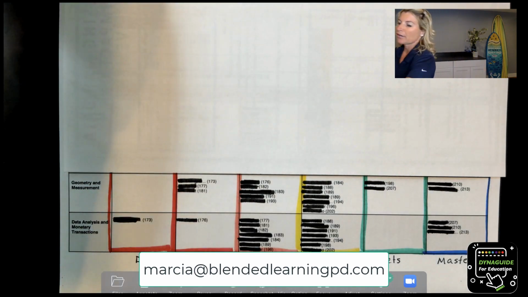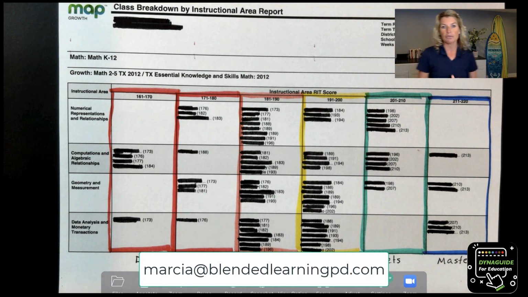This instructional area breakdown by RIT, classroom breakdown by RIT, is just one way to really be aware of where our students are falling and give us predictions. Now I'm going to go in and start to plan lessons that are differentiated based on those band colors.